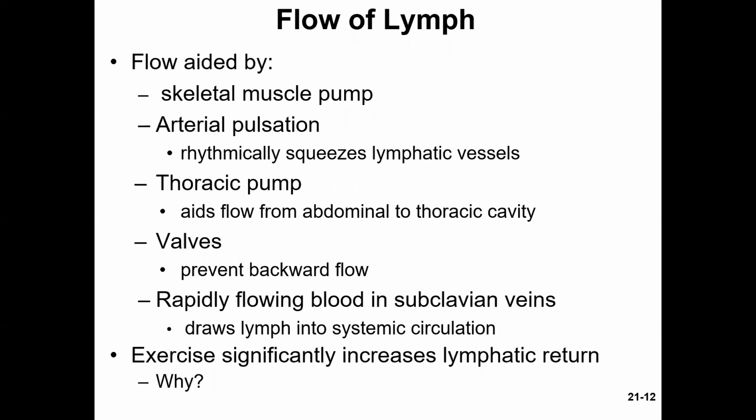The flow of lymph is aided by the skeletal muscle group. It is aided by arterial pulsation. So the pumping of the blood by the cardiovascular system helps squeeze those lymphatic vessels and pump the lymph. The thoracic pump aids the flow from the abdominal to the thoracic cavity. The valves in the lymphatic system prevent the backward flow. Rapidly flowing blood in subclavian veins draws lymph into the systemic circulation. So exercise significantly increases lymphatic return.